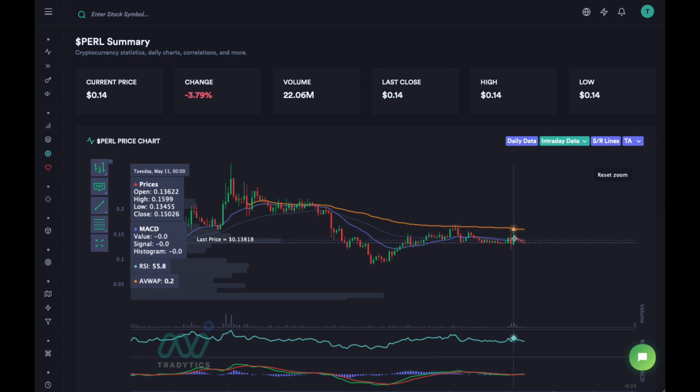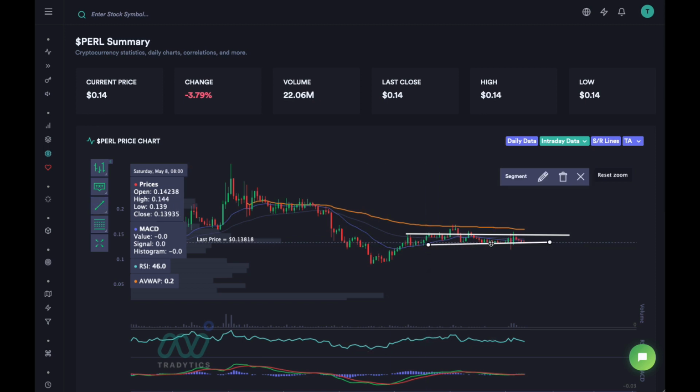So we can see that we broke out. This was the resistance level. This was the resistance level. We broke out, but this breakout failed. Although there was some higher volume, this breakout just failed. So this is an example where not all breakouts are successful, and what you want to do is you want to have a tight stop loss.